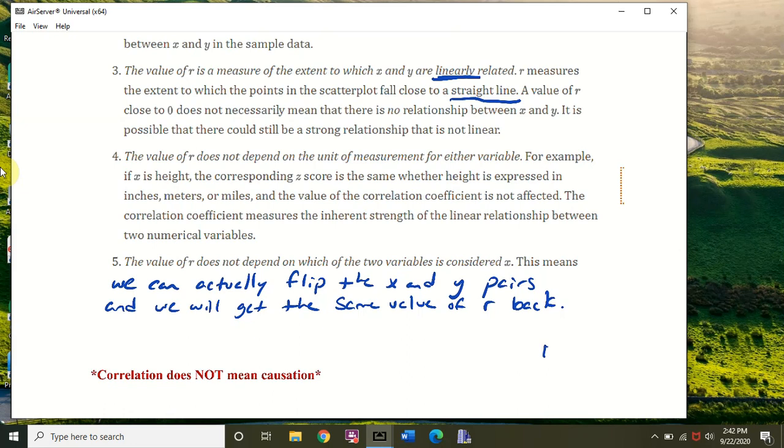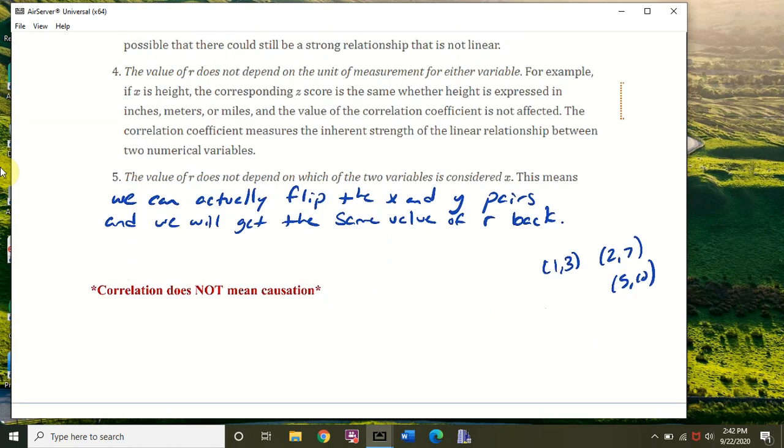We could have a bunch of points like (1, 3), (2, 7), and (5, 10), and I could compute the value of r with that. Then I could flip these coordinates around, (3, 1), (7, 2), (10, 5), okay? And it would have the same r value. That's what number 5 is saying. So it really doesn't matter what you're calling x or y, typically speaking, when it comes to coming up with the value of r.